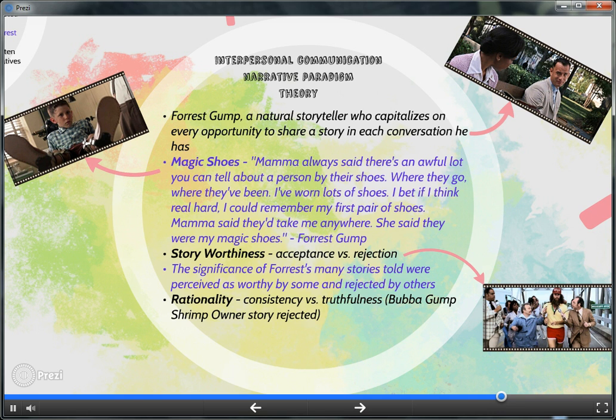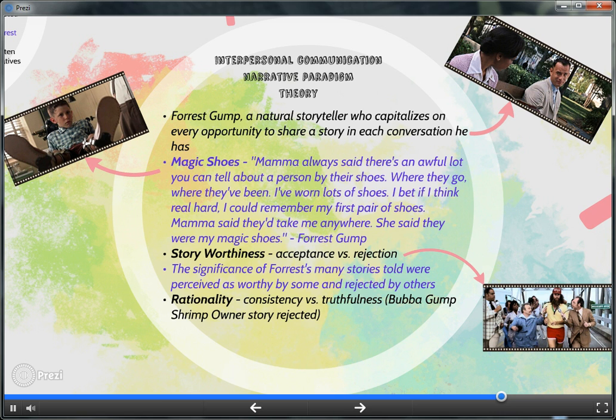Human beings are all natural-born storytellers, and in the movie, Forrest Gump does not pass an opportunity to tell a story. In fact, he capitalizes on every opportunity to share a story in each conversation he has. In the opening scene of the film, Forrest is sitting on the bench with a woman sharing a story about his magic shoes.